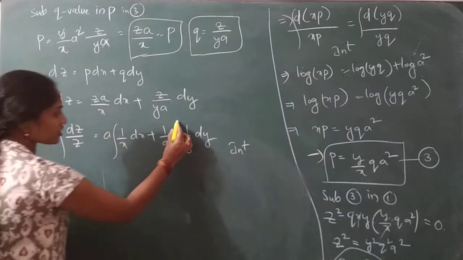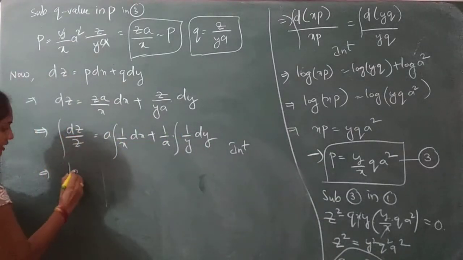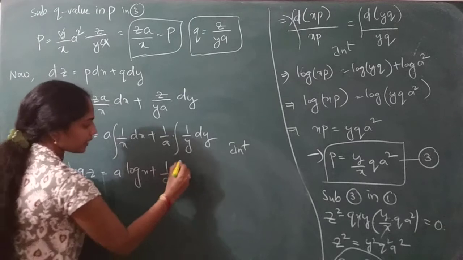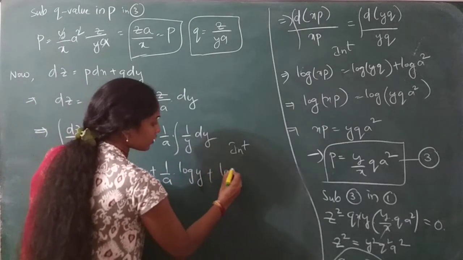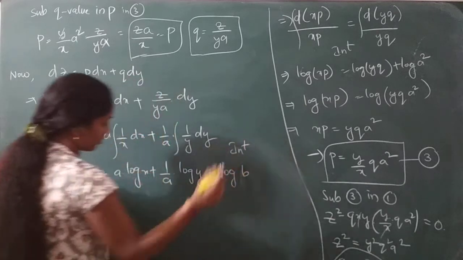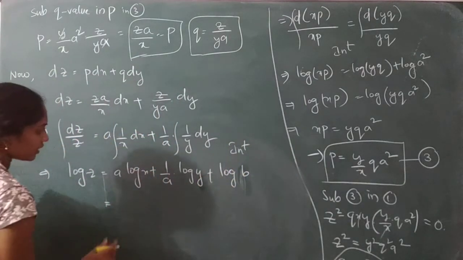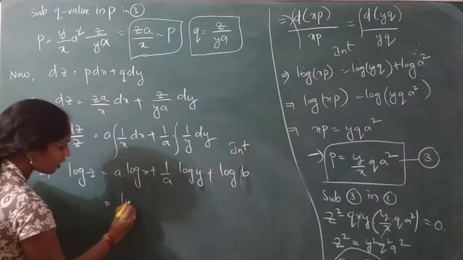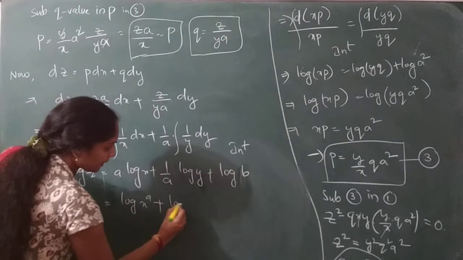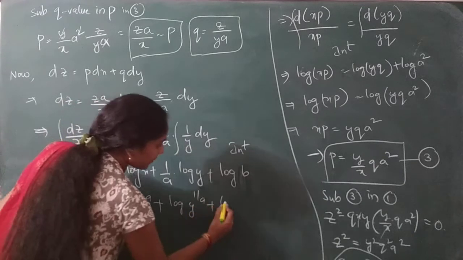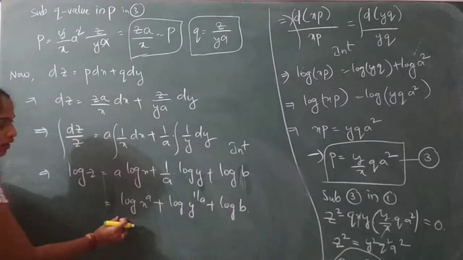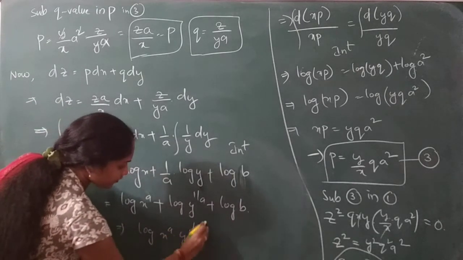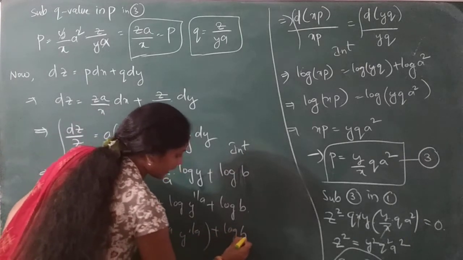Integration of 1 by z is log z. Now a into log x plus 1 by a into log y plus an integral constant, let us take some log b. Already a is on the board, let's take log b. Now n into log m equals log m power a. In that formula, log of x power a plus log of y power 1 by a plus log b. What is the formula here? log a plus log b gives log of x power a into y power 1 by a, plus log b. Again log a plus log b.